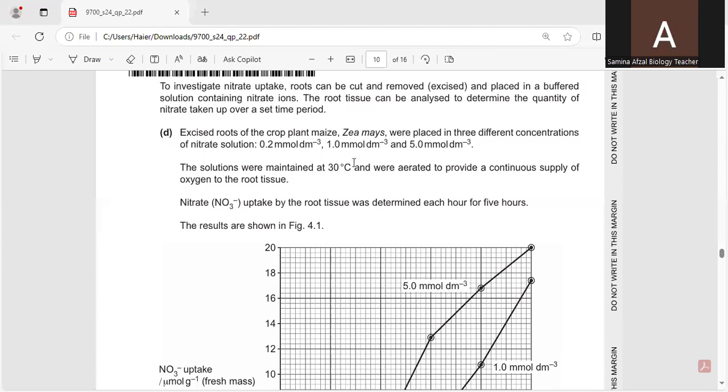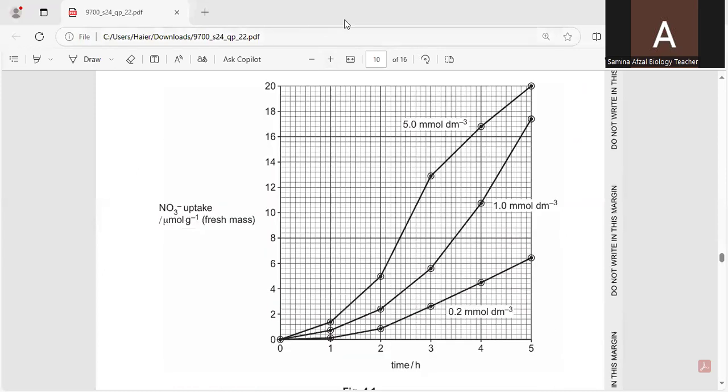So it was observed for 5 hours, and you can see the three graph curves. The lowest one is 0.2, in the center it is 1, and the uppermost is 5. On the y-axis there is nitrate ion uptake, shown per fresh mass.